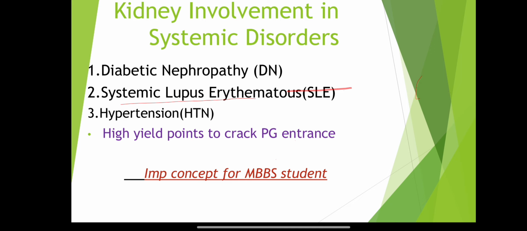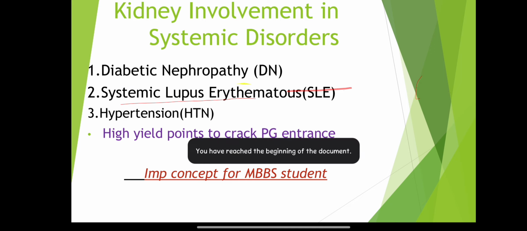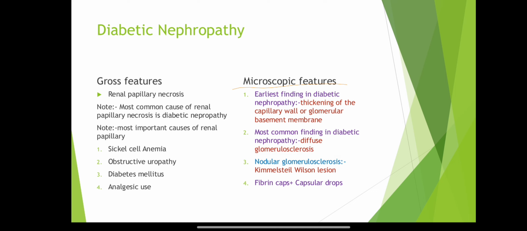So we should start our topic from diabetic nephropathy. In diabetic nephropathy we have to know the gross and the microscopic features. In diabetic nephropathy the kidney is most commonly affected, and this is occurring due to diabetes mellitus.